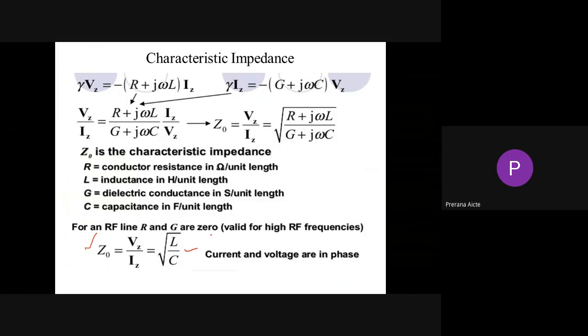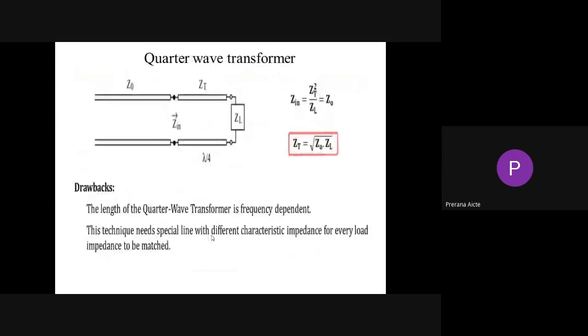Now, this characteristic impedance is matched to the output impedance. That is nothing but impedance matching. Now, before going to this impedance matching purpose, what are the drawbacks in the quarter wave transformer or half wave transformers?